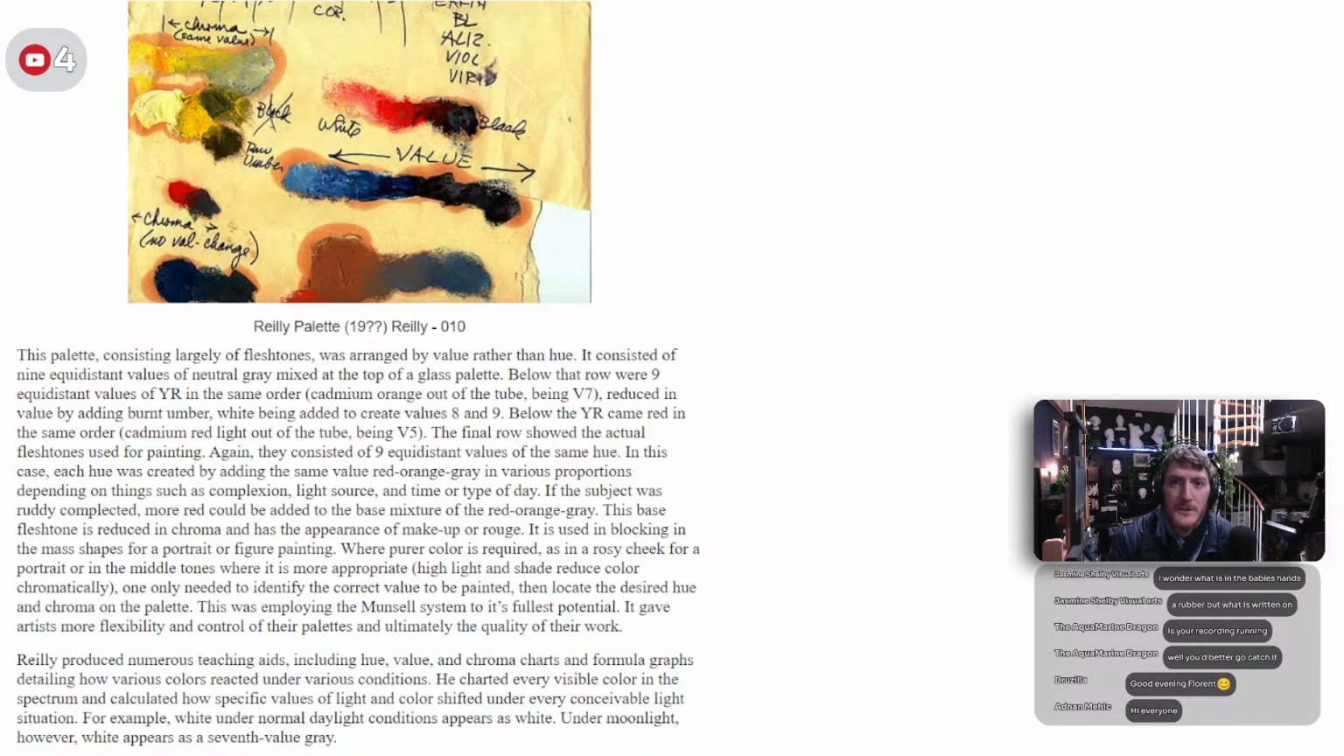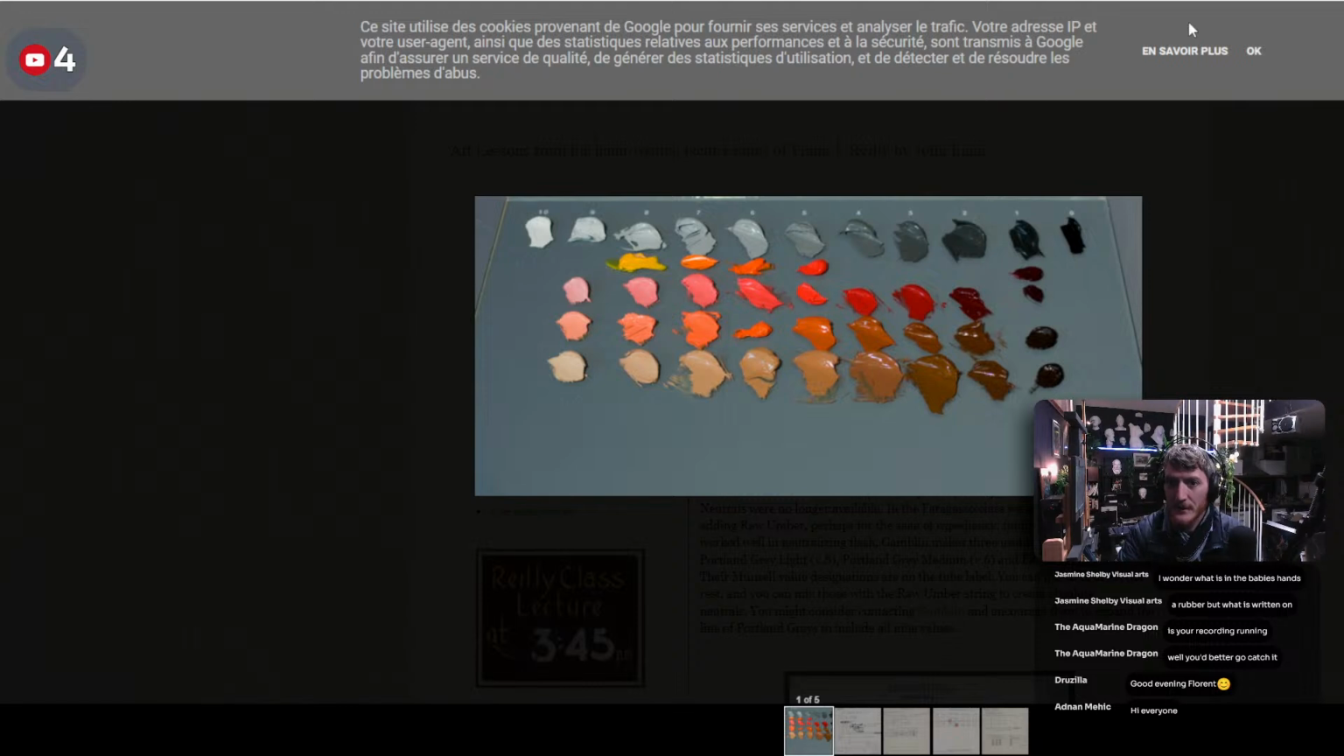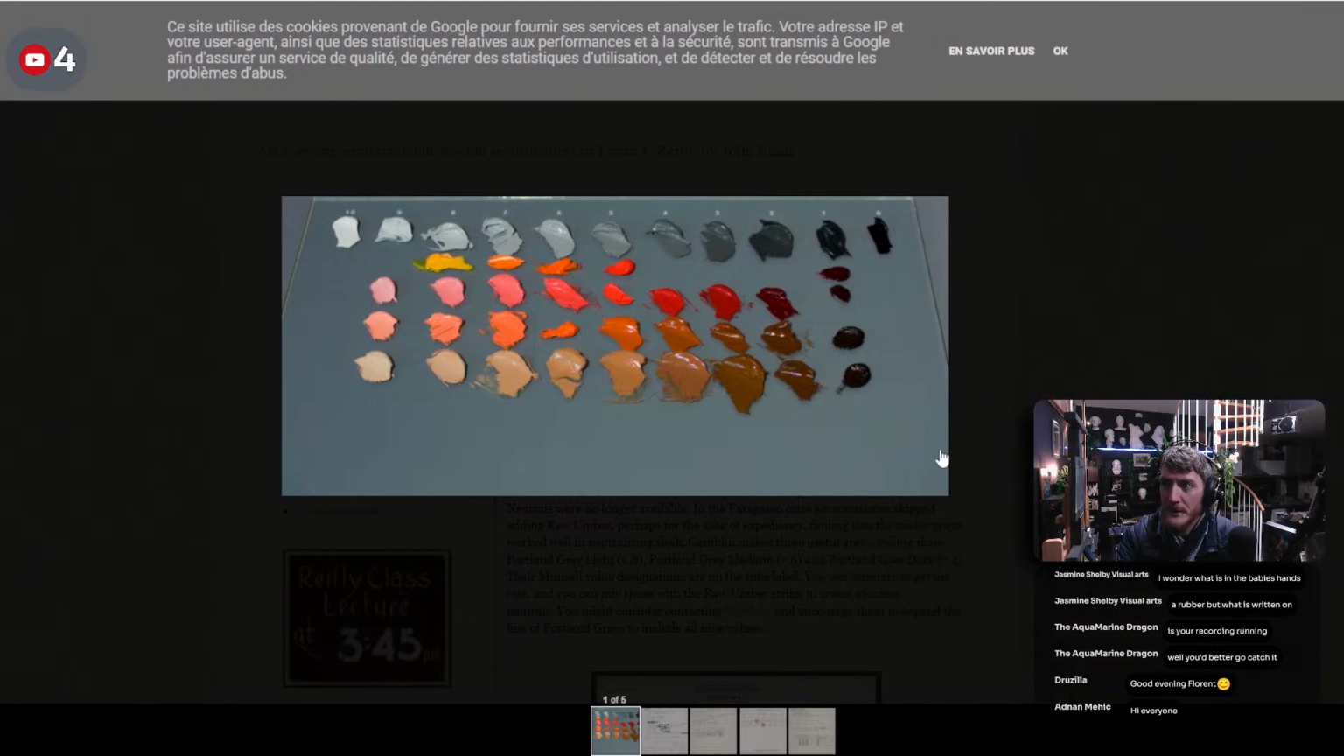So the palette is arranged by hue. What it looks like is something like this, and we're going to see what the principles are.